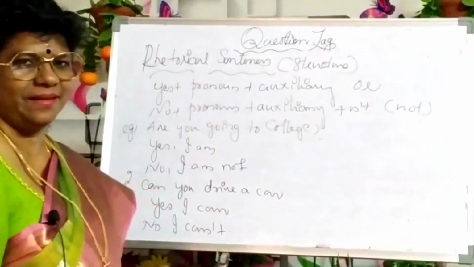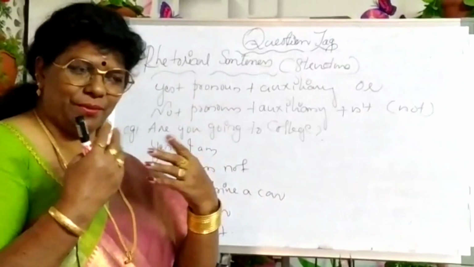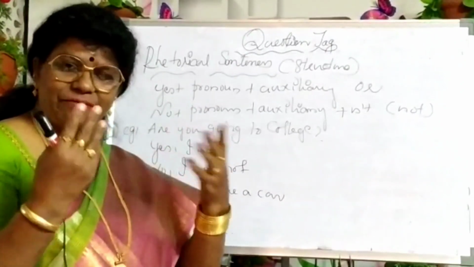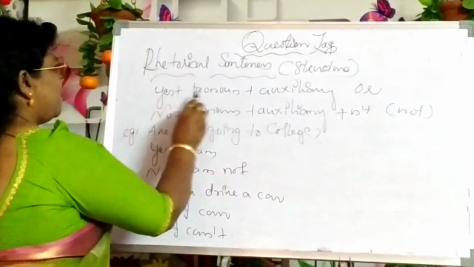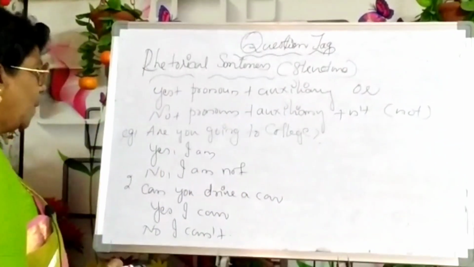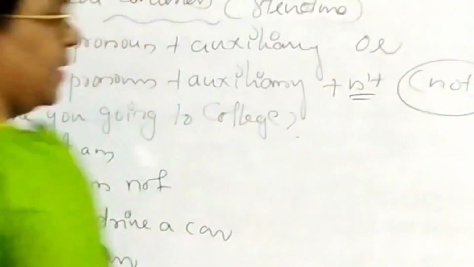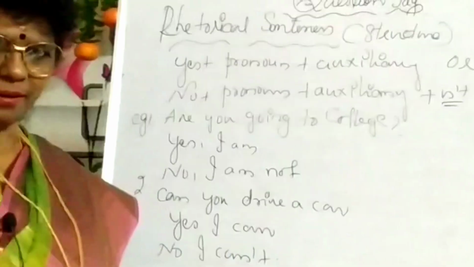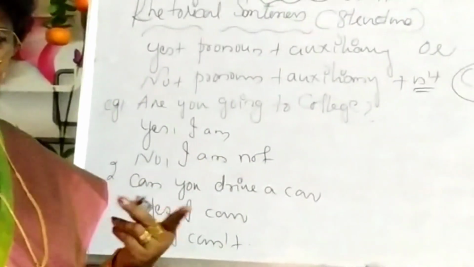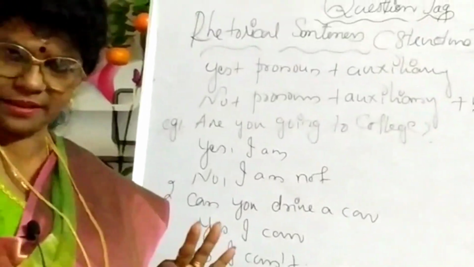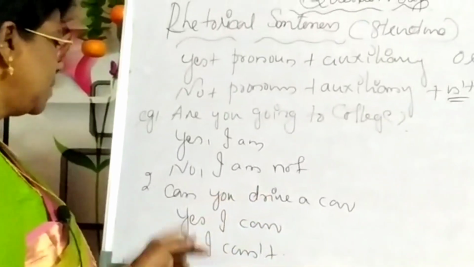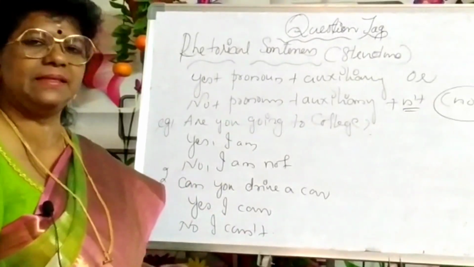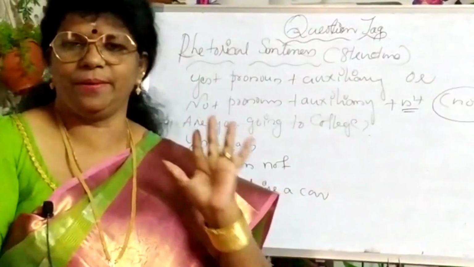Rhetorical sentence. When you hear that, you'll think it is something different or something great. That is only yes or no questions. The structure is yes plus pronoun plus auxiliary, or else no plus pronoun plus auxiliary plus n't, means not. This is the structure. Example, are you going to college? If it is yes, yes I am, or else no I am not. Can you drive a car? Yes, I can. Or else, no, I can't. So, rhetorical sentence is nothing but making yes or no questions.